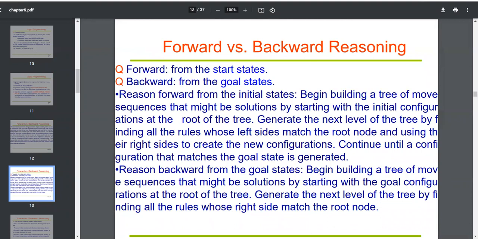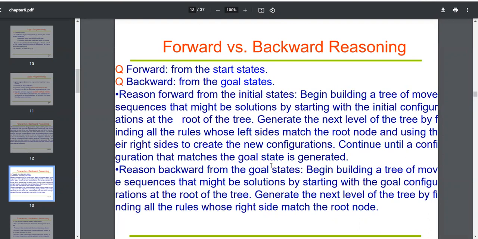So reason forward from the initial states: begin building a tree of move sequences that might be the solution by starting with the initial configuration at the root of the tree. So we'll start with the root. Generate the next level of the possible moves from the tree and try to reach the goal state.